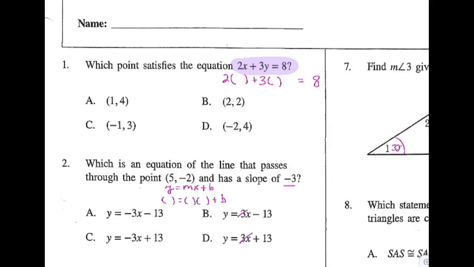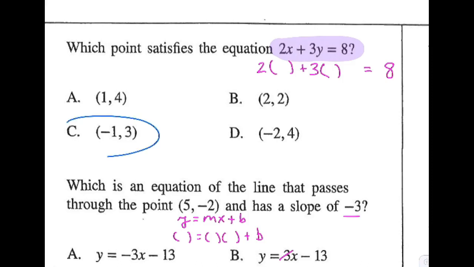Okay, so in number 1, what point satisfies the equation 2x plus 3y equals 8? What it's really asking you to do is plug an x and y into the equation where the x and the y go and see which one satisfies it and equals 8.